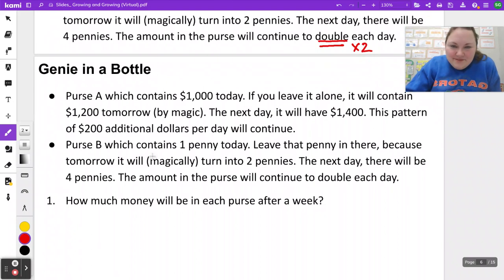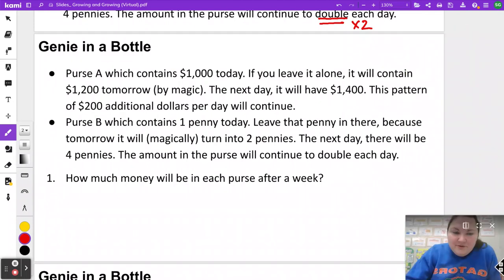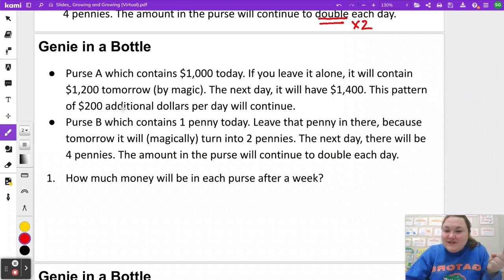So there are two options again at the top of the screen. The first thing we're going to do is calculate how much money will be in each purse after a week. Now we are told this first one starts with $1,000 and we're adding $200 each day. The second option starts with a penny and we're doubling that penny each day. Go ahead and pause this video and see if you can calculate the amount of money in each purse after a week.